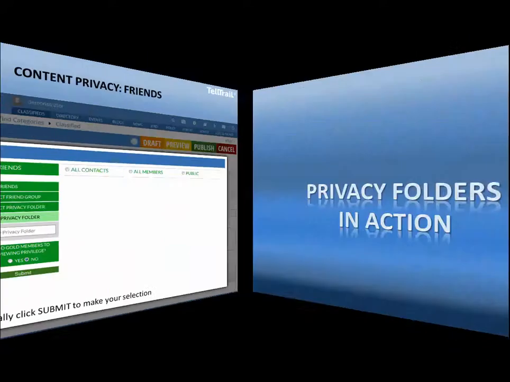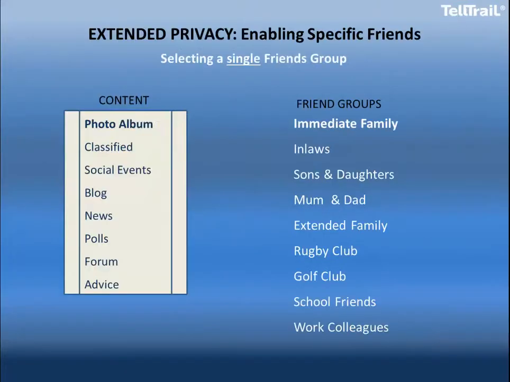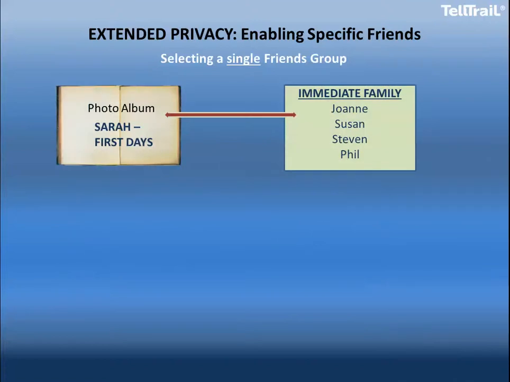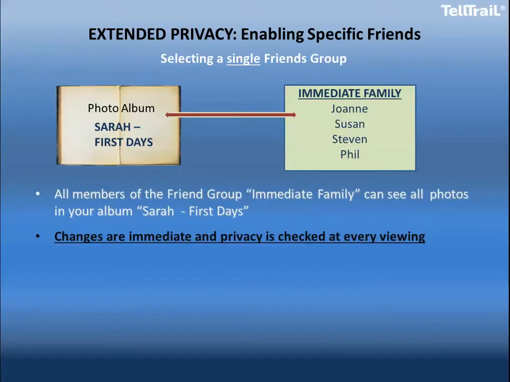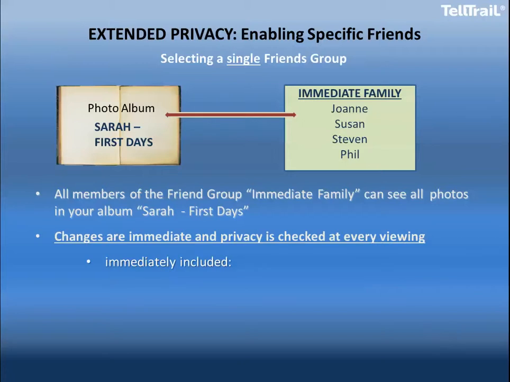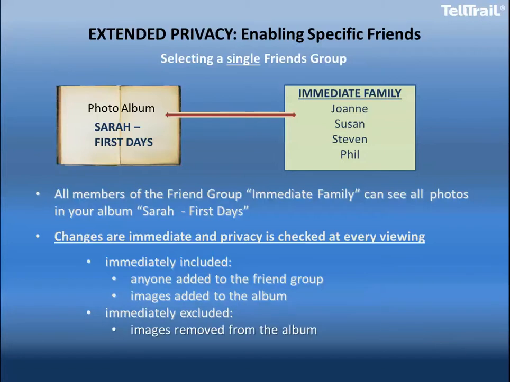Let's see exactly what it means when you assign access to a specific friend group. It means that you're allowing that piece of content, such as a photo album, to be viewed by every member of the friend group that you have selected. So whenever you add or remove an image from the album, or whenever you add or remove someone from that friend group, the changes are immediately effective, and only the current members of the friend group can see the current content of the album.